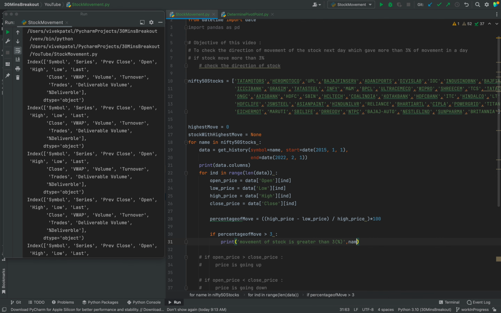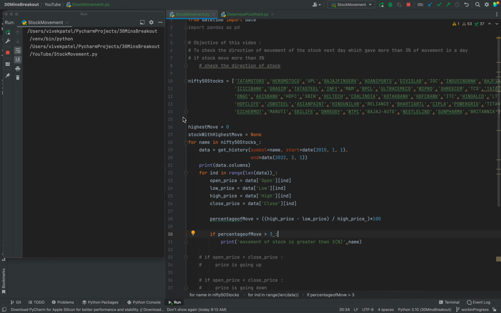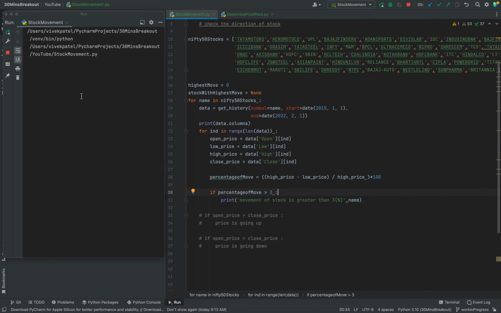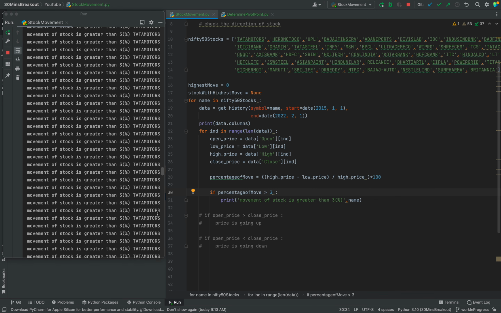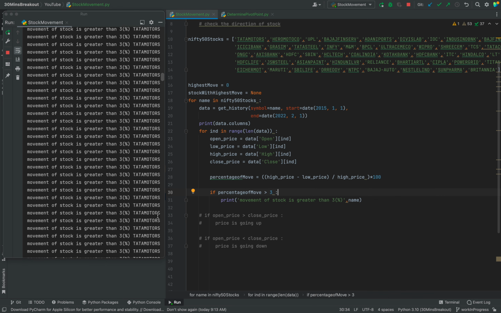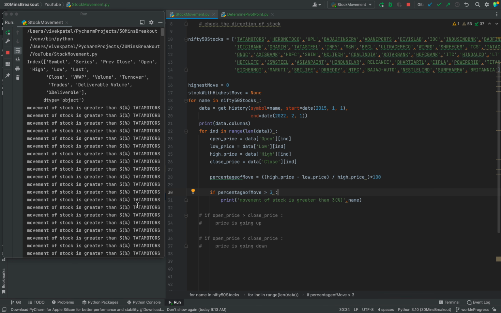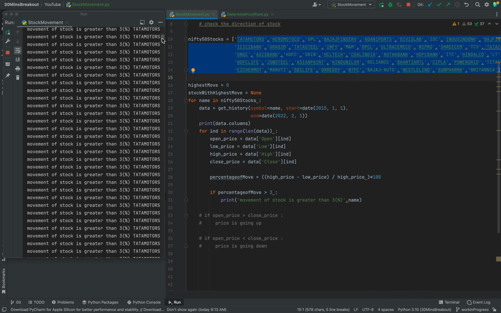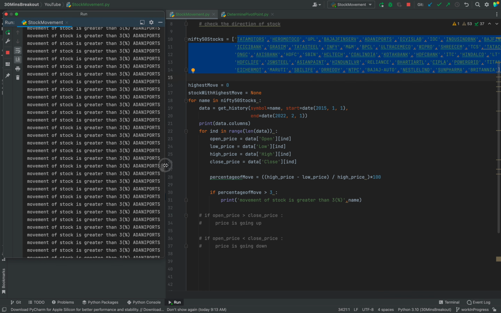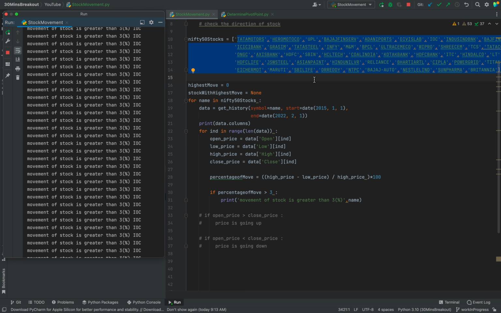And here also we'll print the name. So let us run the code. So this code is running. So we are getting a lot of times where the movement is greater than 3. So it will complete until all the stocks have been iterated. Okay, so let us close this.